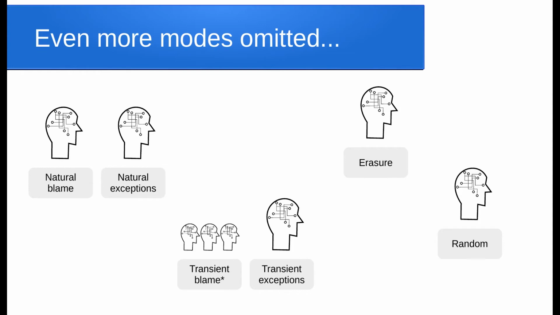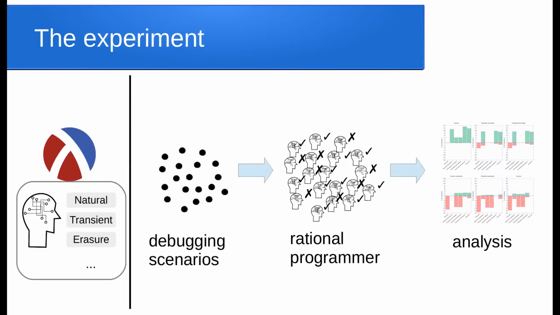We actually use even more modes in the paper to do things like analyze different ways of interpreting blame and comparing against the effectiveness of using a totally random debugging strategy. I won't get into the details for the sake of time though, so check out the paper for more.